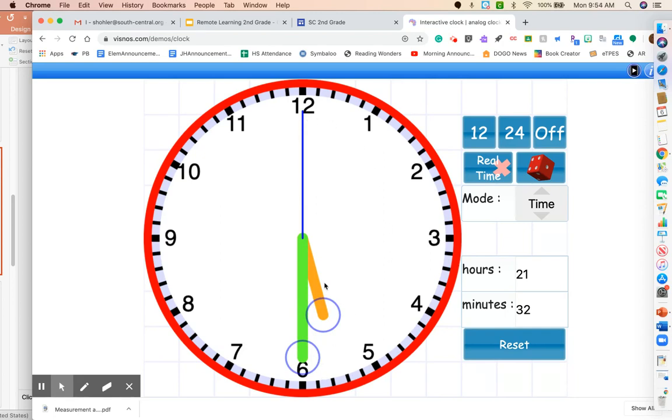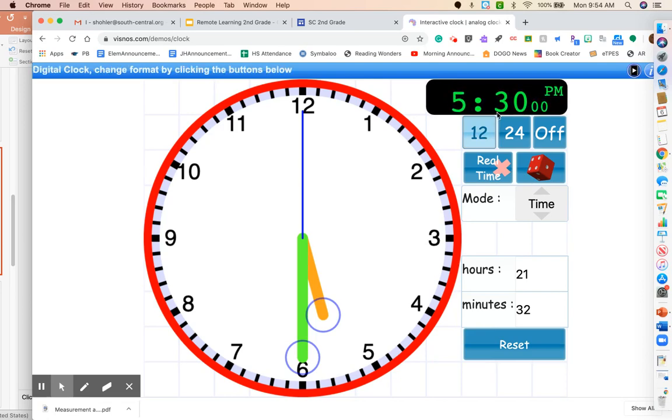Look what happened to my hour hand. What did my hour hand do? It moved between the 5 and the 6. But remember, we know that any time that the hour hand is in between this 5 and this 6, this is all going to be the 5 o'clock hour. So it is 5:30.